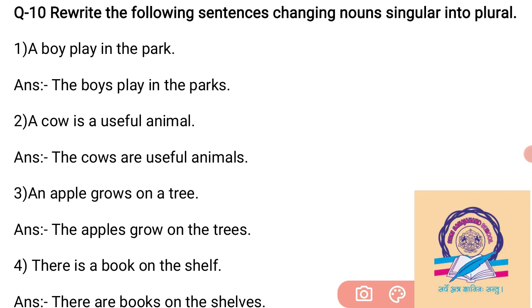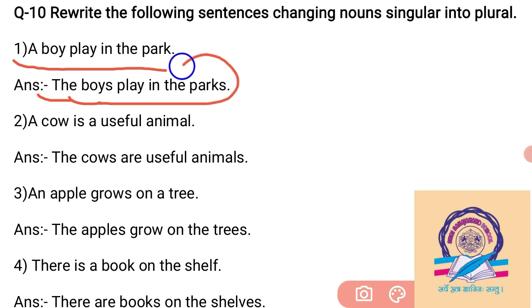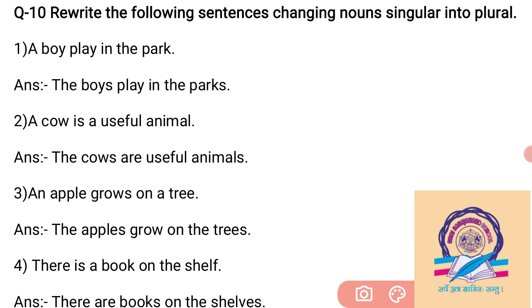Like the first example given here, a boy plays in the park. So here a changes into the, and boy becomes boys to make the plural. Play in the park, so we have to add s after park also, and boy changes into boys. So remember it carefully, when you find a or an, it is changed into the in a plural, and we have to add s or es, or might be another change from singular noun to plural noun.